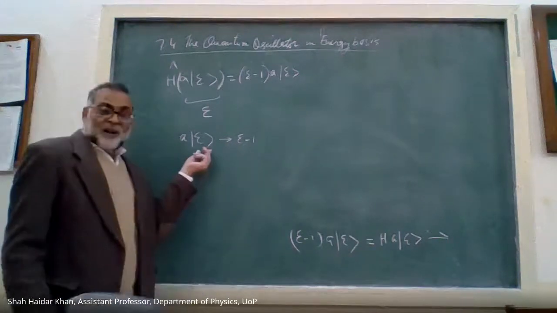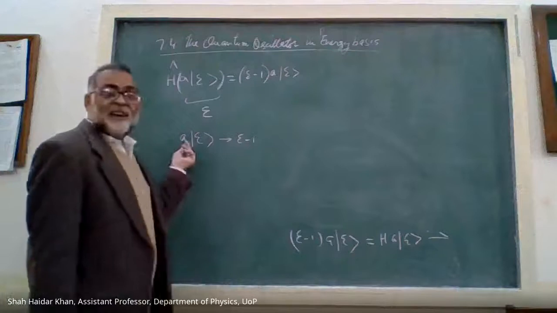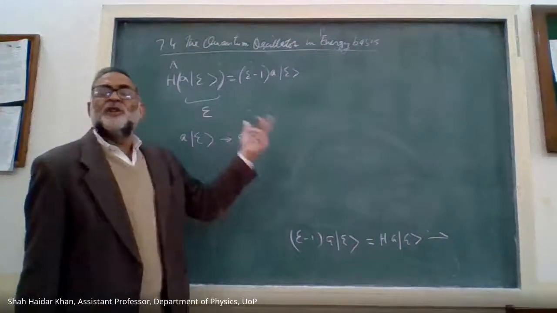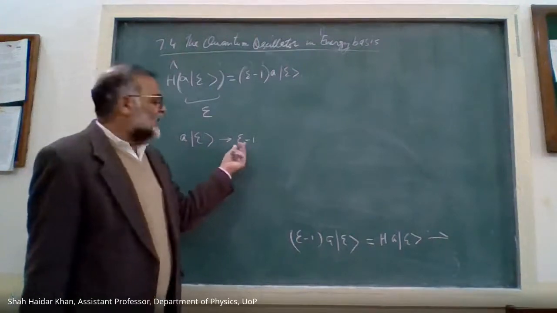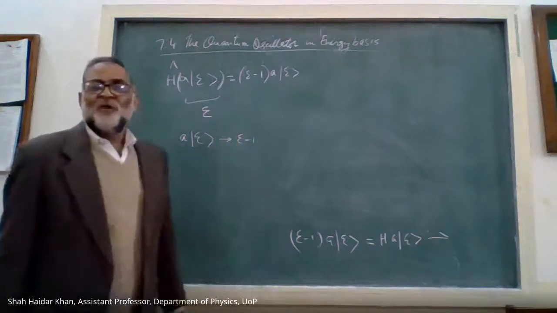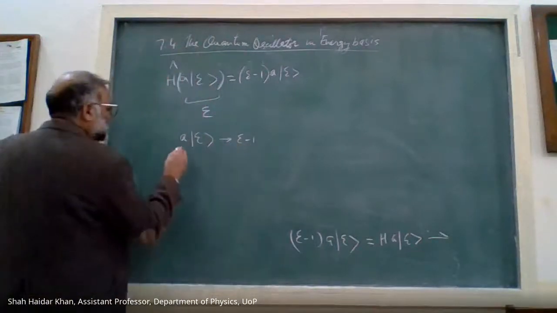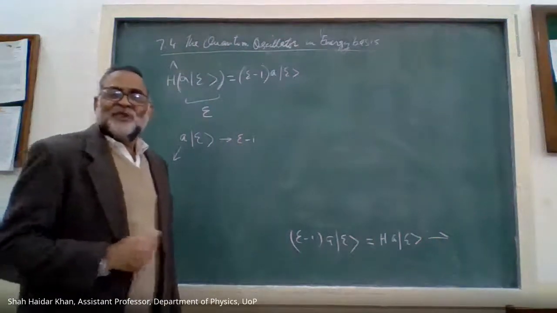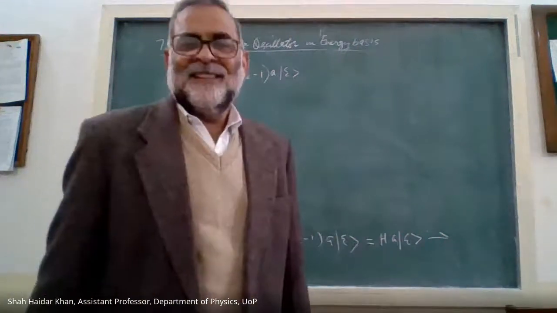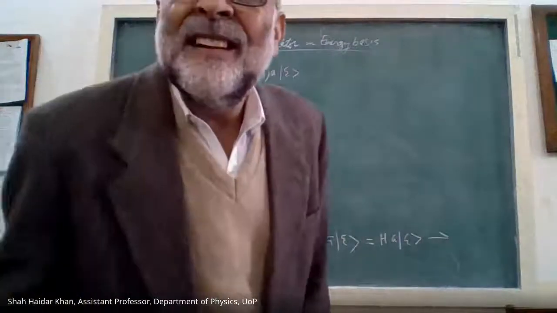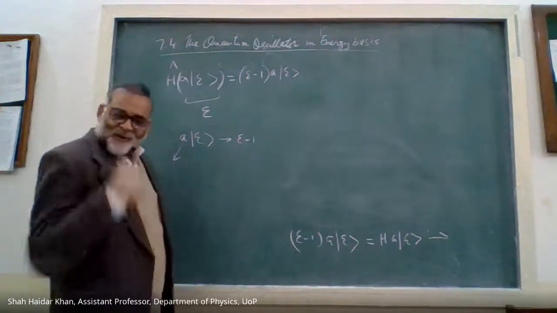So this acting on this gives you a state with lower energy. When this acts on the state, it gives you a new state with energy less than the original by one. So we call this a lowering operator. It is a generator. So the operator A can be called a generator which can generate new states. It is like a photocopier machine. It gives you more copies, or not the original copies. It will give you new lower states.